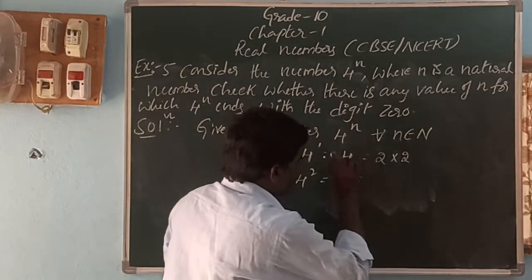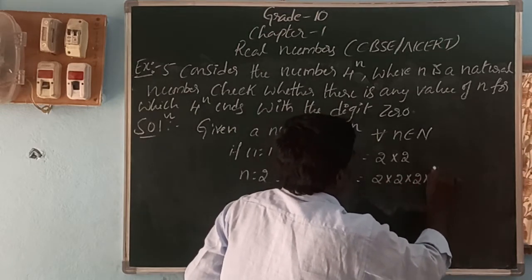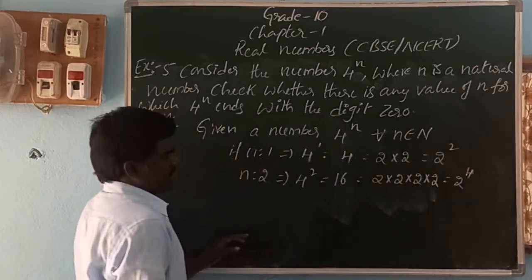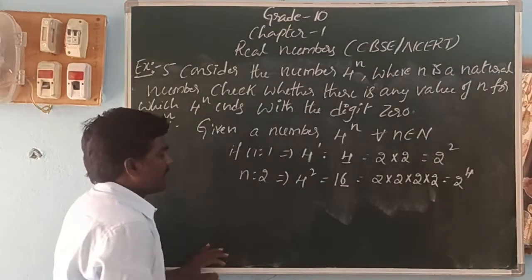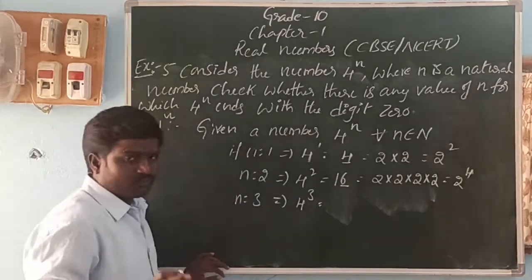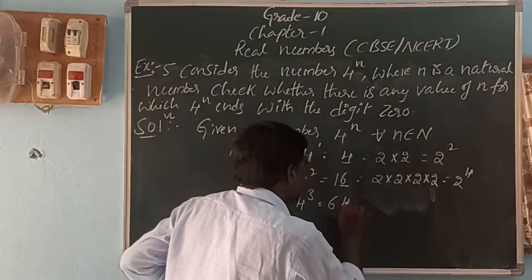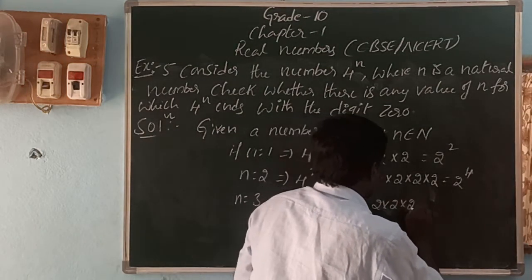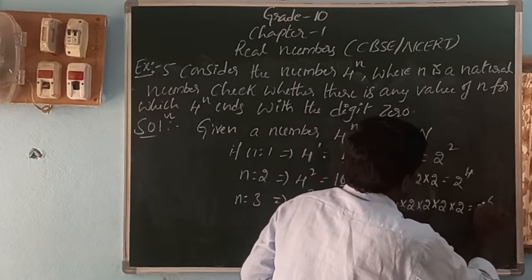Okay, so how can we write 16? 2 into 2 into 2 into 2. So its prime factorization is 2 power 4. Here for n equal to 1 it ends with the digit 4, and here it ends with the digit 6. Next n is equal to 3, so 4 cubed, that is 4 into 4 into 4. 4 fours are 16, 16 fours are 64. So it ends with the digit 4. Its prime factorization is 2 into 2 into 2 into 2 into 2 into 2, that is equal to 2 power 6.